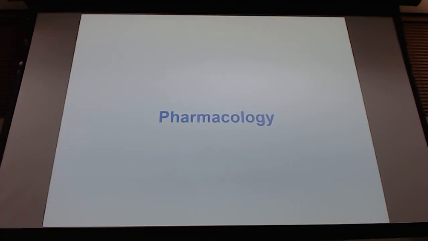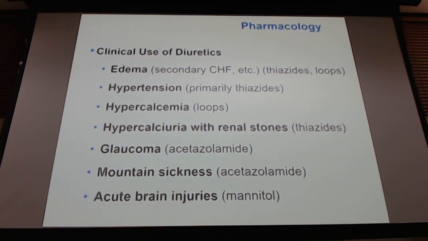Now we'll go into the pharmacology. For the clinical uses of diuretics, we have edema, the buildup of fluid in our arms and legs. Hypertension, which is increase of blood pressure. Hypercalcemia, which is increased calcium levels. Hypercalciuria with renal stones, or kidney stones, which can be made out of calcium. When you have a high concentration of calcium in your urine, it can cause and form renal stones. And you have glaucoma, so that's increased eye pressure.